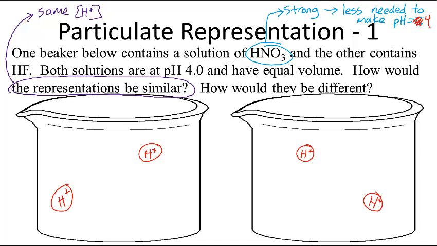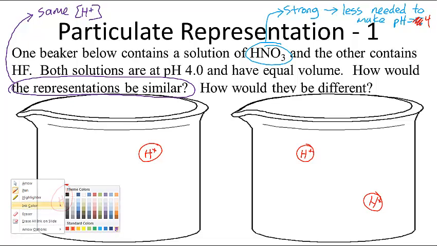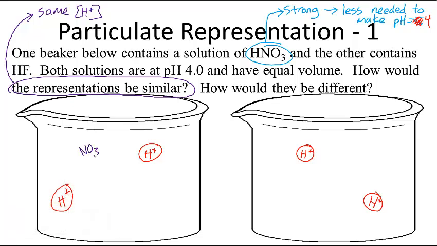All right, so in the HNO3 beaker, what other things are going to be dissolved? There'll be 2 NO3 minus ions dissolved in the HNO3 beaker. Anything else? Would I have any HNO3 molecules dissolved there? No way. Why not? Because 100% of strong acid molecules dissociate. All right, so the beaker on the left would look like that.